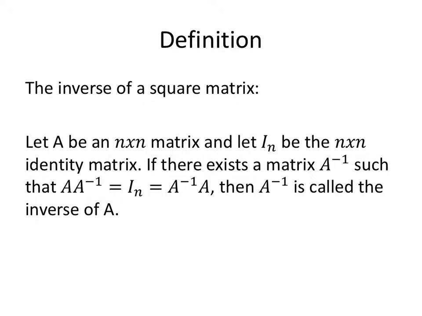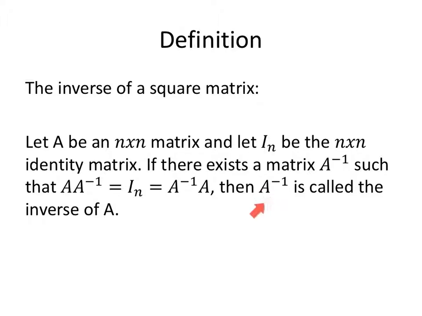So first of all, let's define the inverse of a square matrix. Let A be an n by n matrix, and let I sub n be the n by n identity matrix. If there exists a matrix A to the negative 1, such that A times A to the negative 1 is the identity matrix, and the multiplication in the opposite order is also the identity matrix, then A to the negative 1 is called the inverse of A.